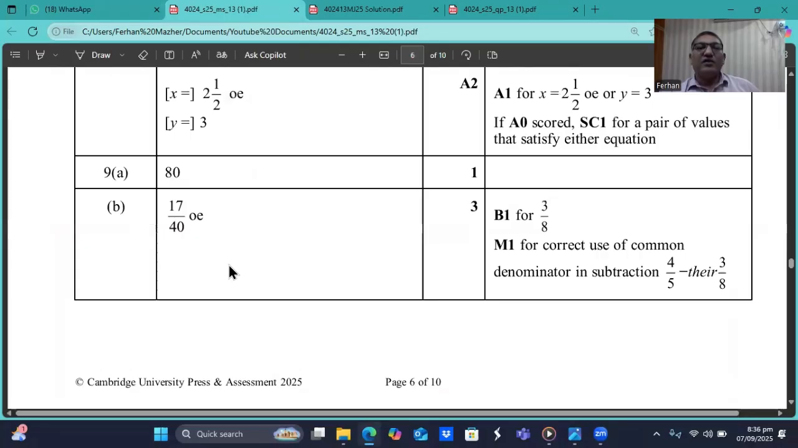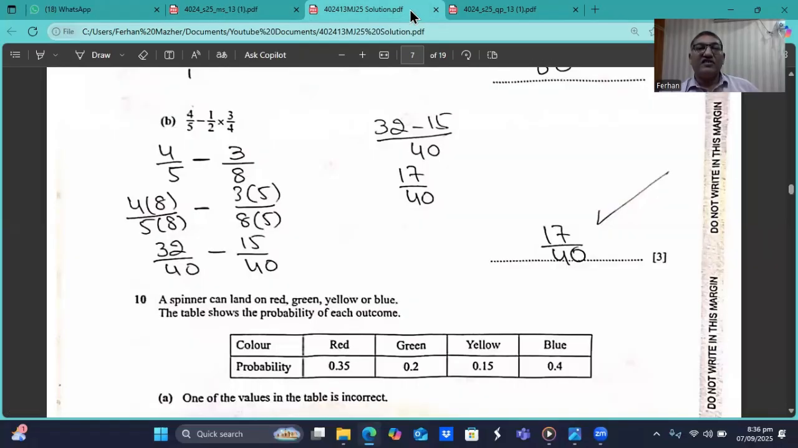So we think 17 by 40 is the answer. That is the right answer. This is how this is done.